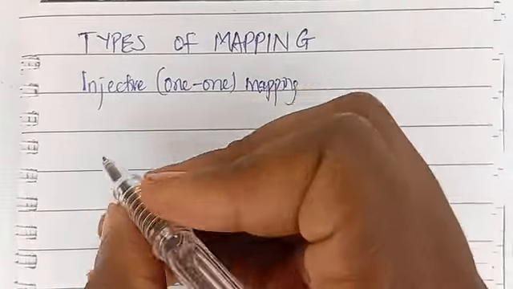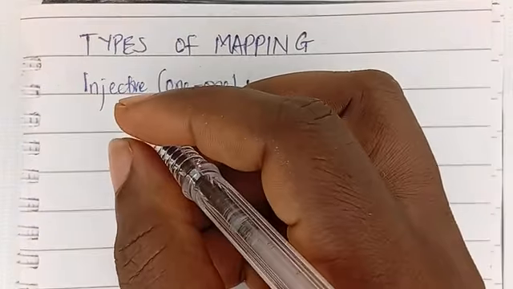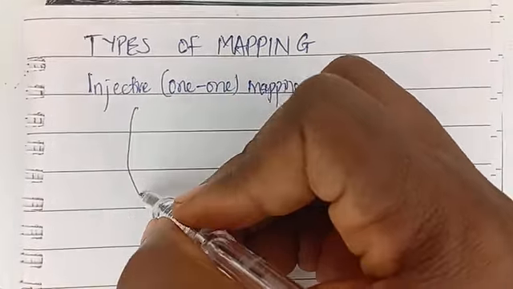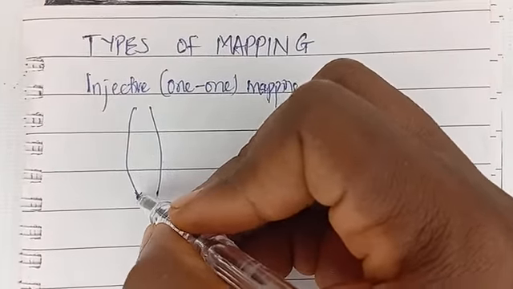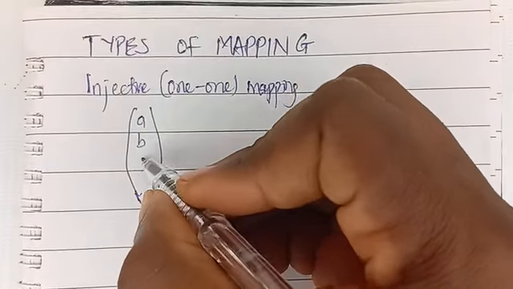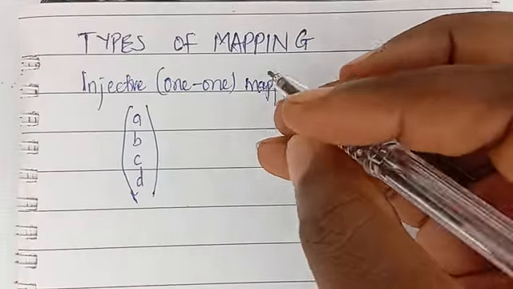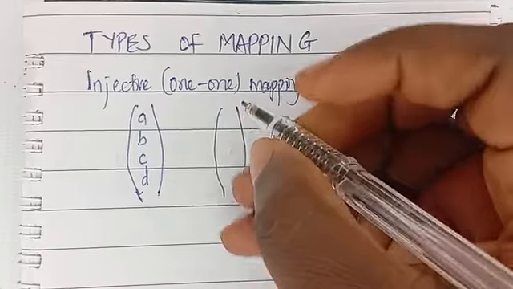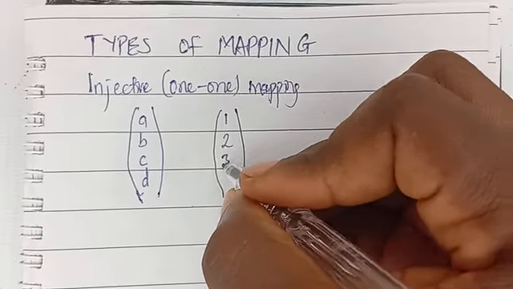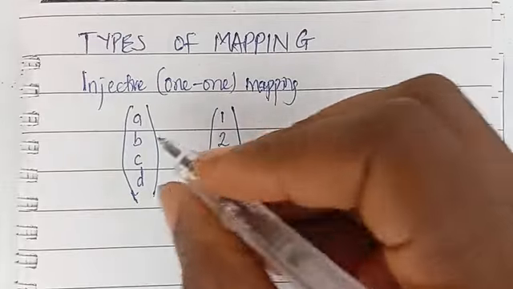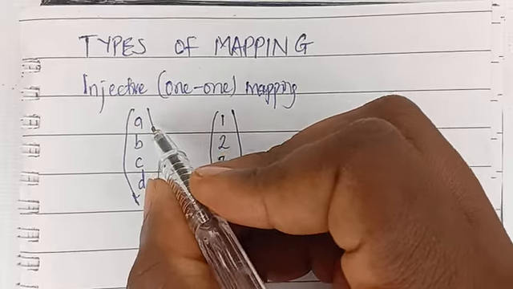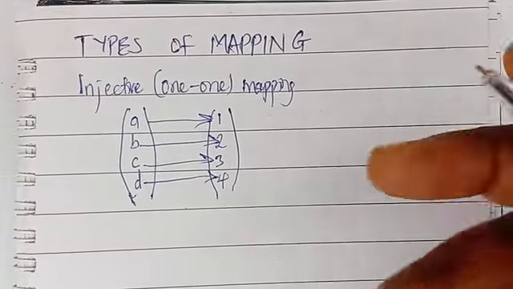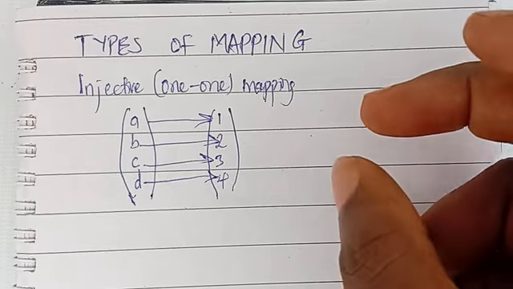Under this one, every element of the domain must have a unique element in the codomain, or in the range, which it's mapped to. Let me use an example. Let's say the domain is made up of the alphabets A, B, C, D. Using the arrow diagram, this is an example of one-to-one or injective mapping.